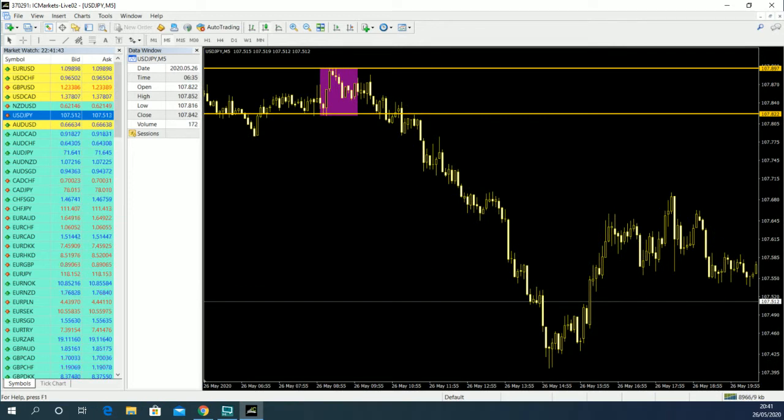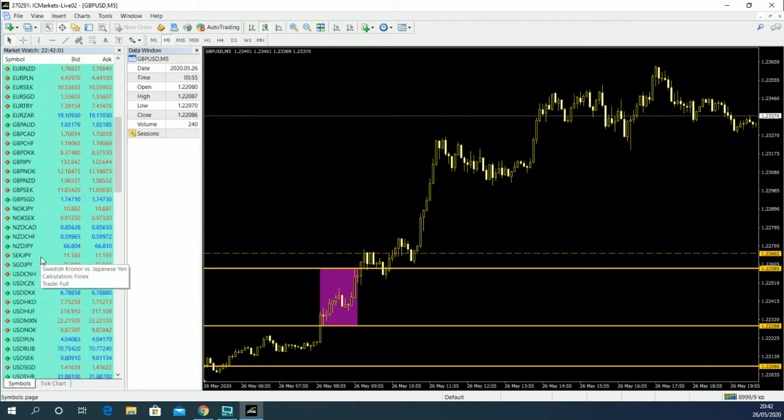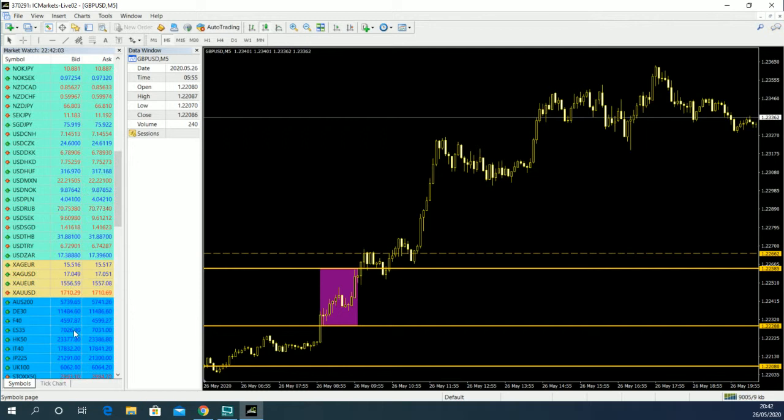GBP USD, we've done that. We've done cable already. In fact, you can see the analysis is still here. We've done cable. All right, so let's go check something else. Before I change it to JP225, I will need to change the indicator settings, so I want to see what we can see first before I do that.